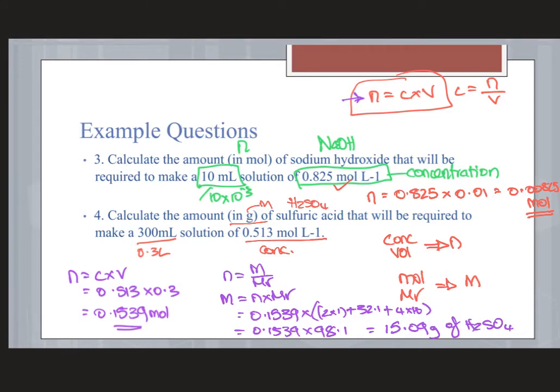Okay, so that would be the mass of sulfuric acid that we would require. And in the correct number of significant figures, it's going to be 15.1 grams. So that's combining our two equations for the mole to work out the mass to make a specific concentration.